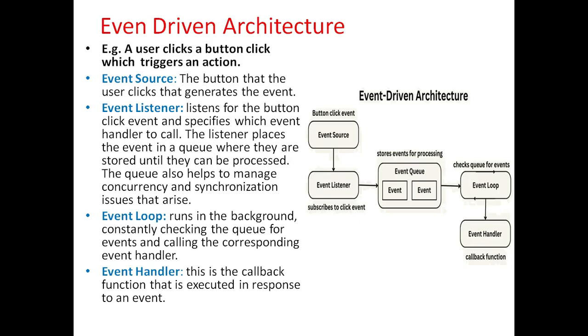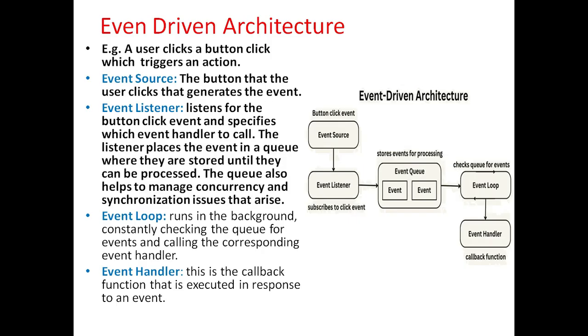Here we will see an event-driven architecture when a user clicks a button which triggers an action. Here the event source is the button click event. When the button is clicked, the flow goes to the event listener. Here the event listener listens for the button click event and specifies which event handler to call. The listener places the event in the queue where it is stored until it can be processed. The queue also helps to manage concurrency and synchronization issues that arise during the event.